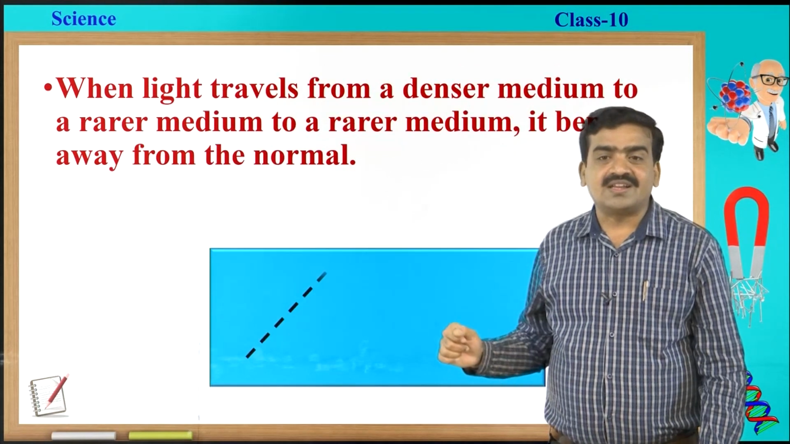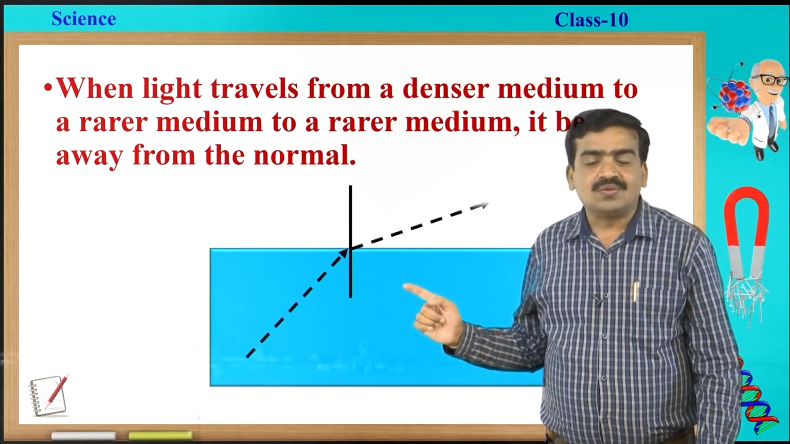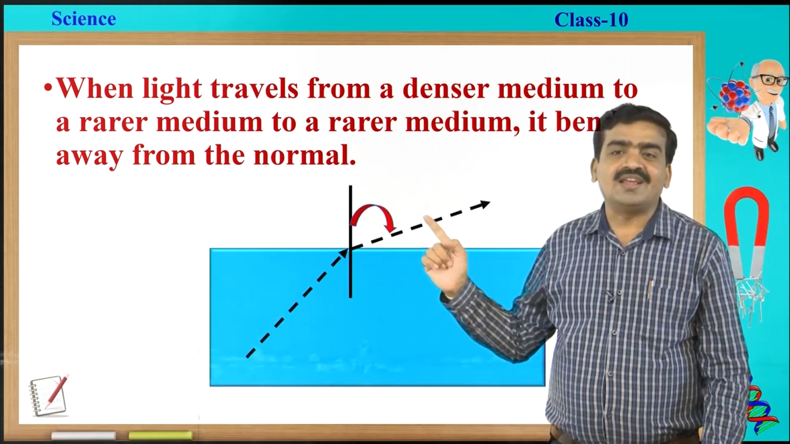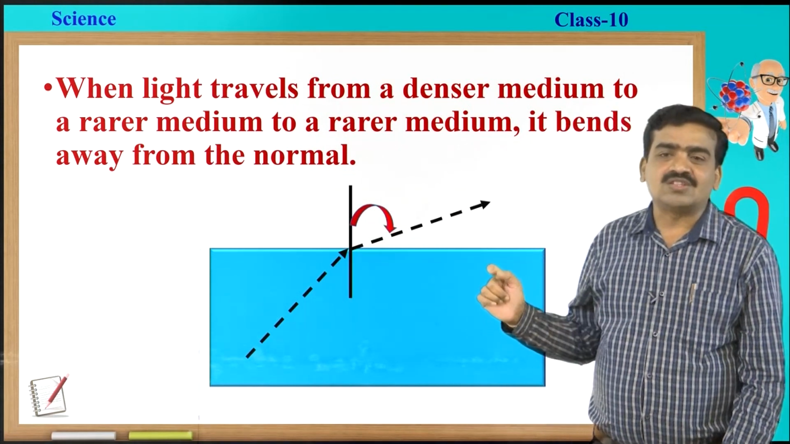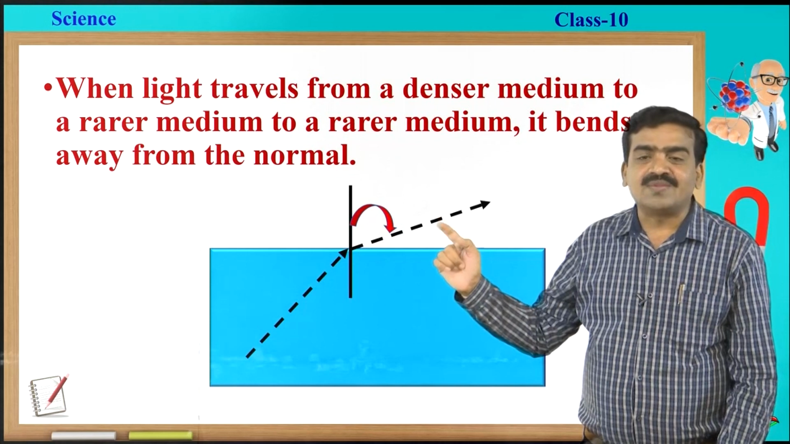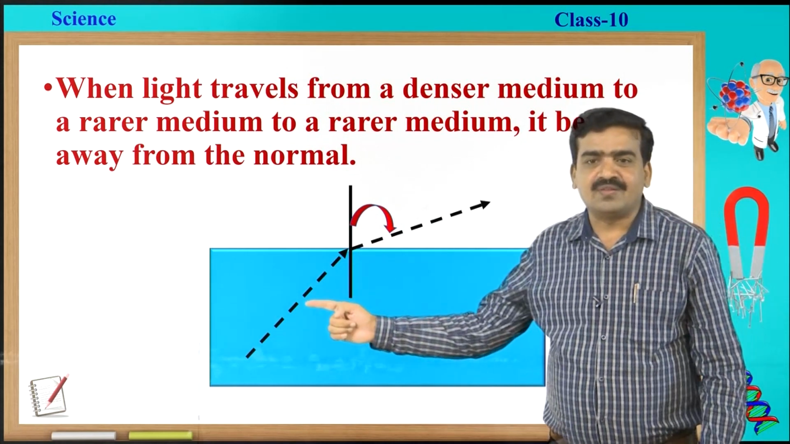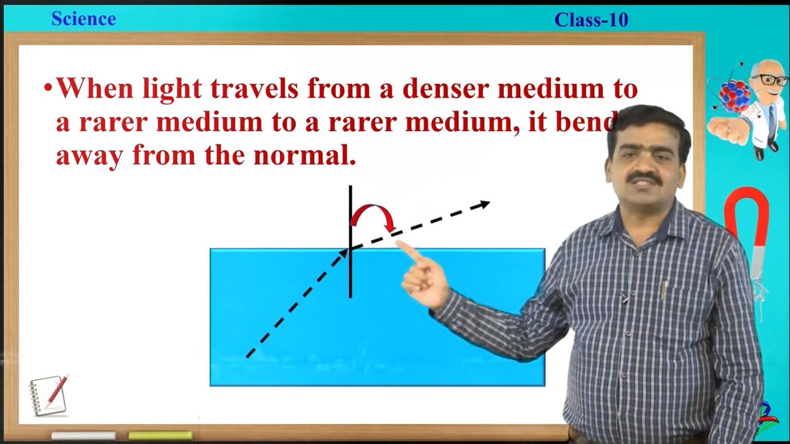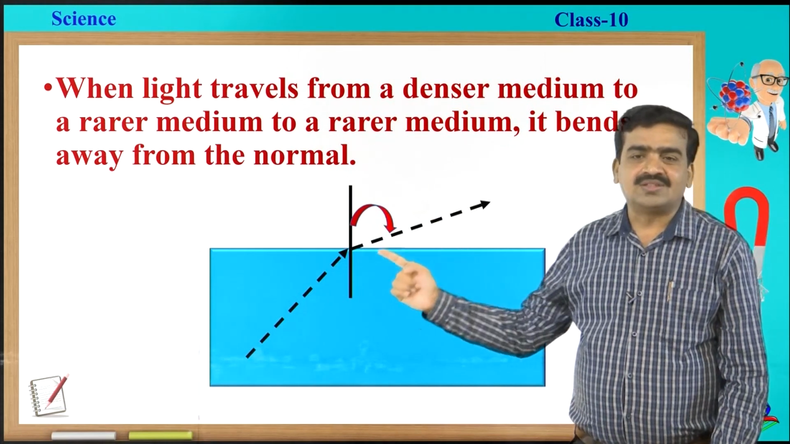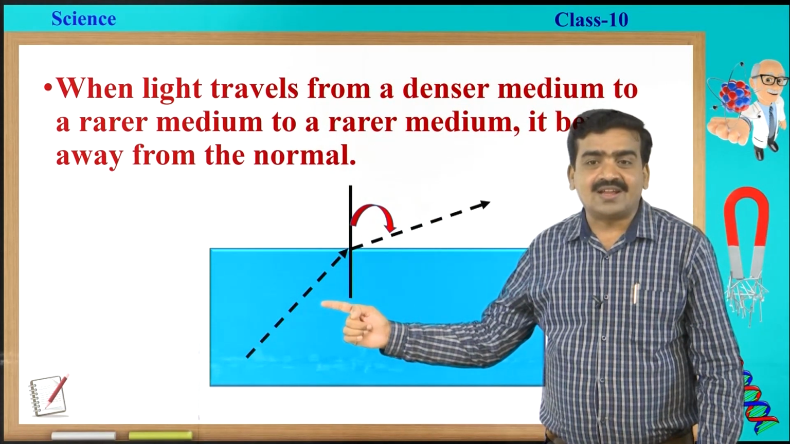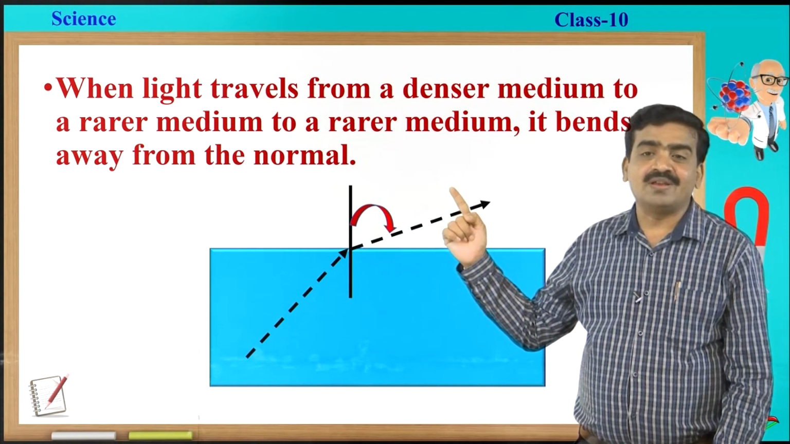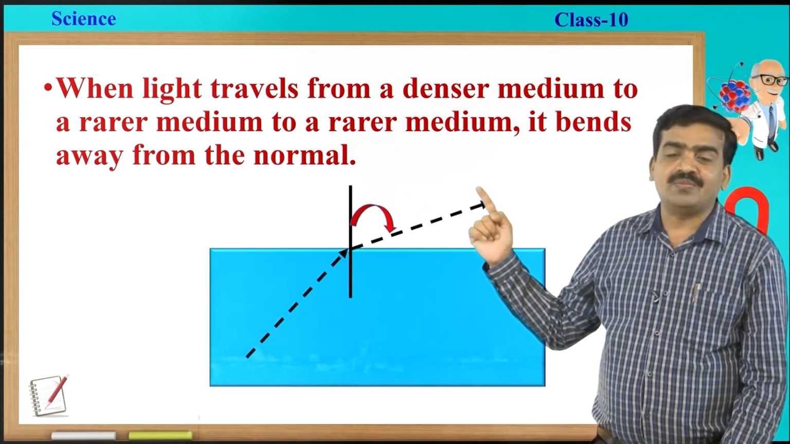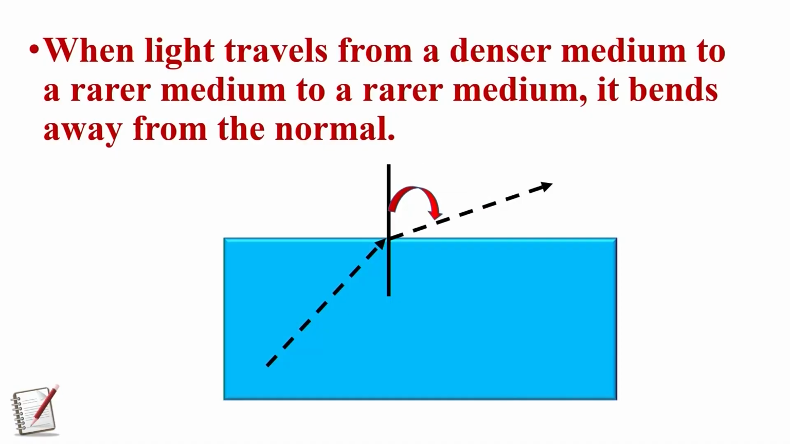What happens if the ray travels from denser medium to rarer medium? It is going to be bent away from the normal. You can compare the incident ray with the refracted ray. Here the ray of light travels from denser medium to rarer medium, that is glass medium to air medium, and the ray of light bends away from the normal.